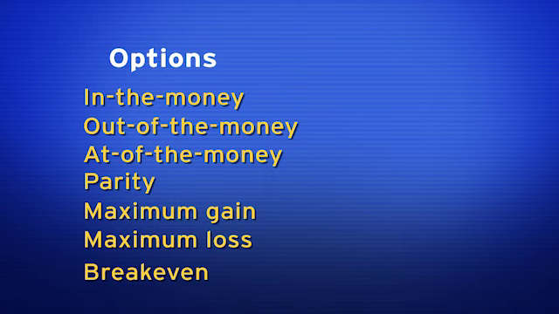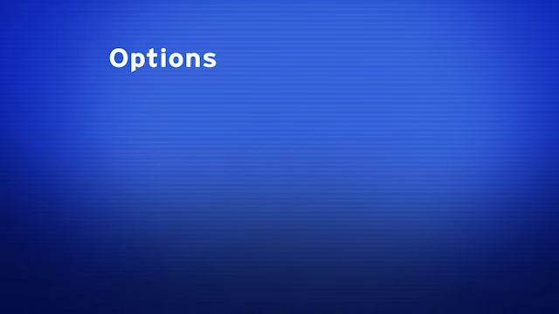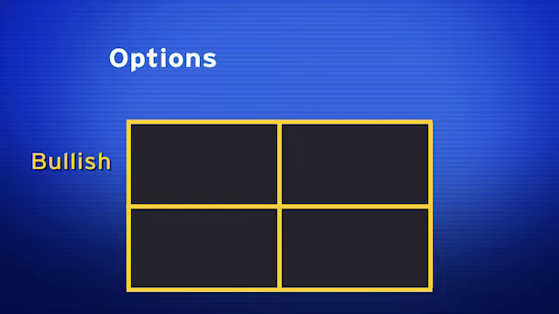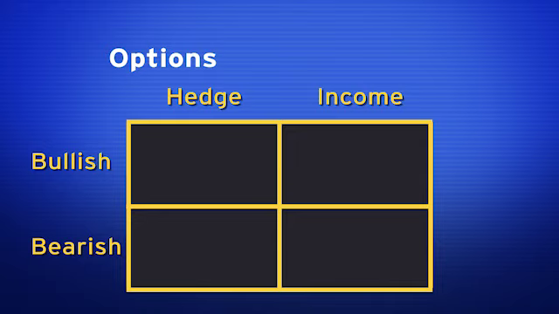One other thing I'd like to cover with you before we move away from our examples here, we're going to draw a box. And we're going to divide this box into 4 sections. Outside of the box on the left-hand side, we're going to see bullish and bearish. Bullish will be on the top row. Bearish will be on the bottom row. Now, very top of the box, left-hand column, we're going to see hedge. Right-hand column, we're going to see income.